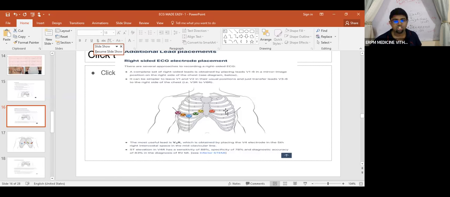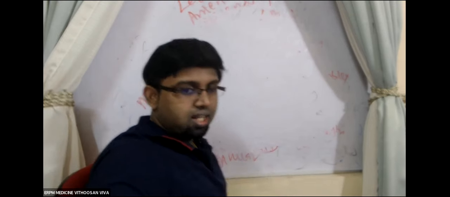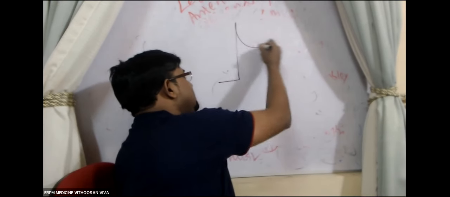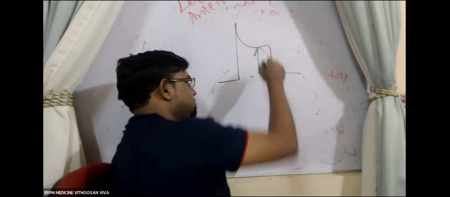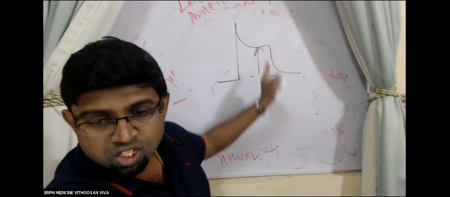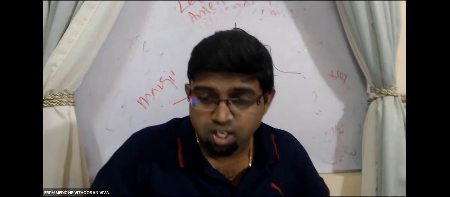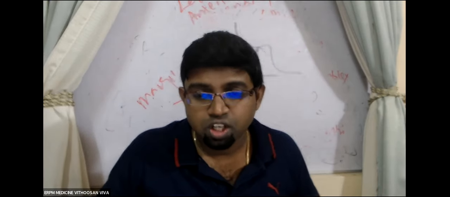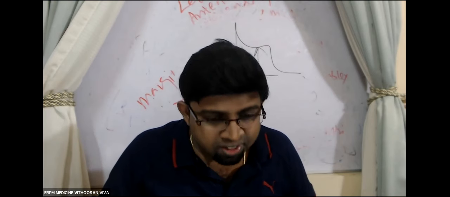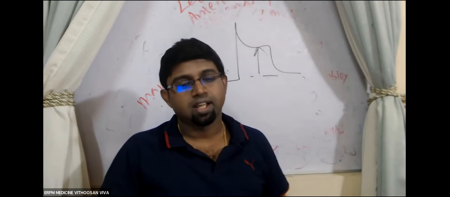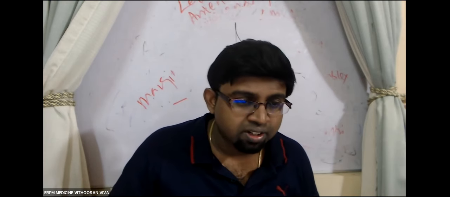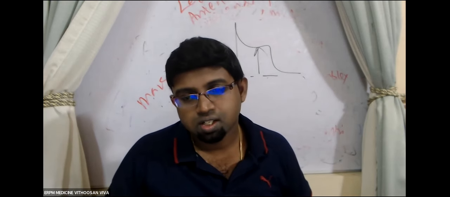Clear? If there is an ST elevation in the V4R, which I will study in the proper class in the second session, I know this is a right ventricular infarction. Understood?